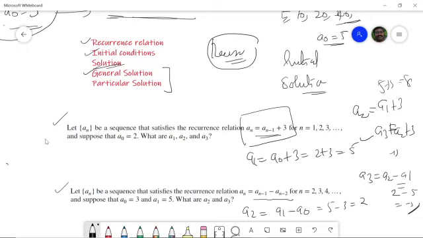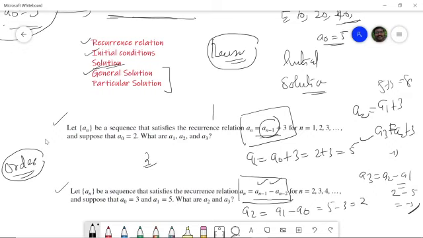Now let us discuss what we mean by the order of a recurrence relation. It's very simple. The order of a recurrence relation means how many previous terms are used to define the new term. Suppose you are considering the relation a_n is equal to a_(n-1) plus 3. Here only one previous term is being used to determine a_n, so the order of this recurrence relation would be 1. Similarly, if you look at a_n is equal to a_(n-1) minus a_(n-2), here two terms are being used to find the next term, so the order of this relation would be 2.